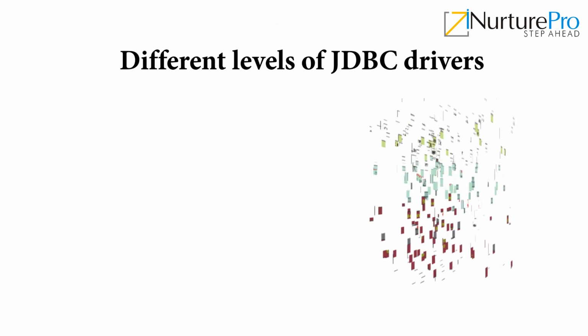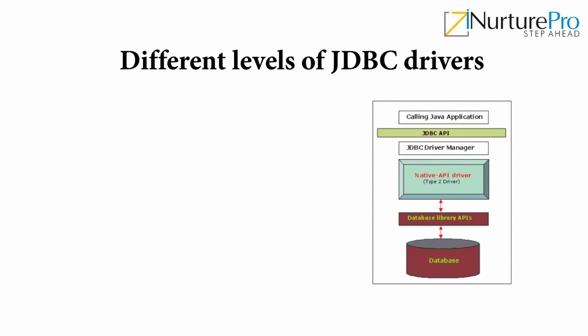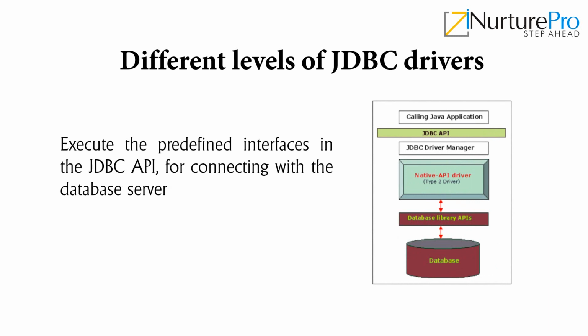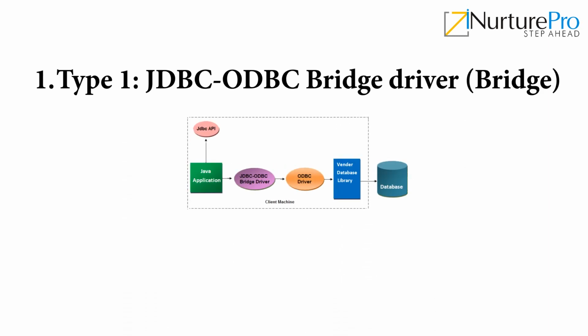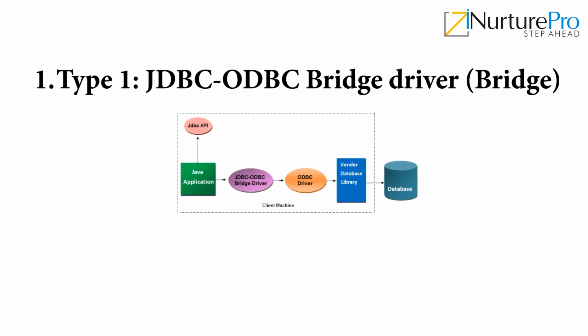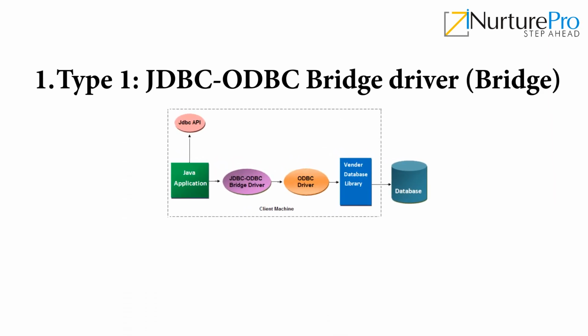Let us now see about the different types of drivers. JDBC drivers implement the predefined interfaces in the JDBC API for connecting with the database server. JDBC drivers are categorized into 4 levels. The different levels of JDBC drivers are: 1. Type 1, JDBC ODBC Bridge Driver, Bridge.